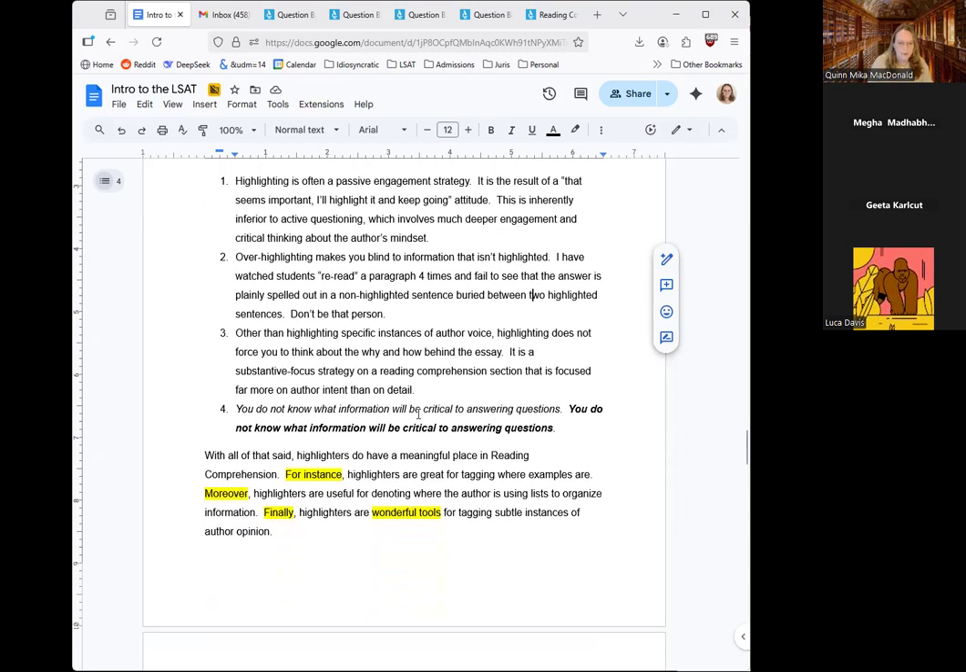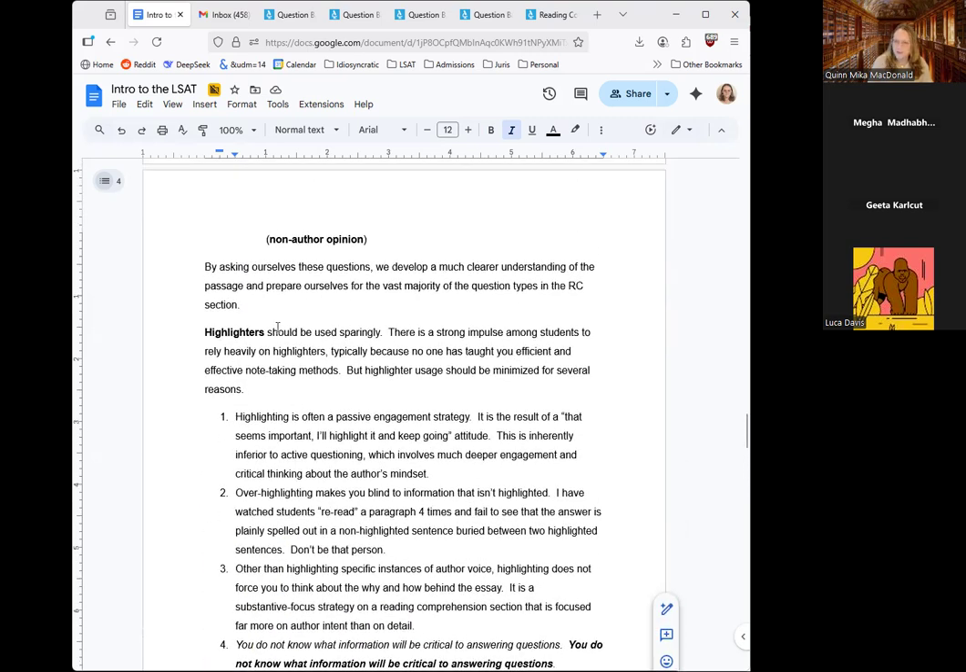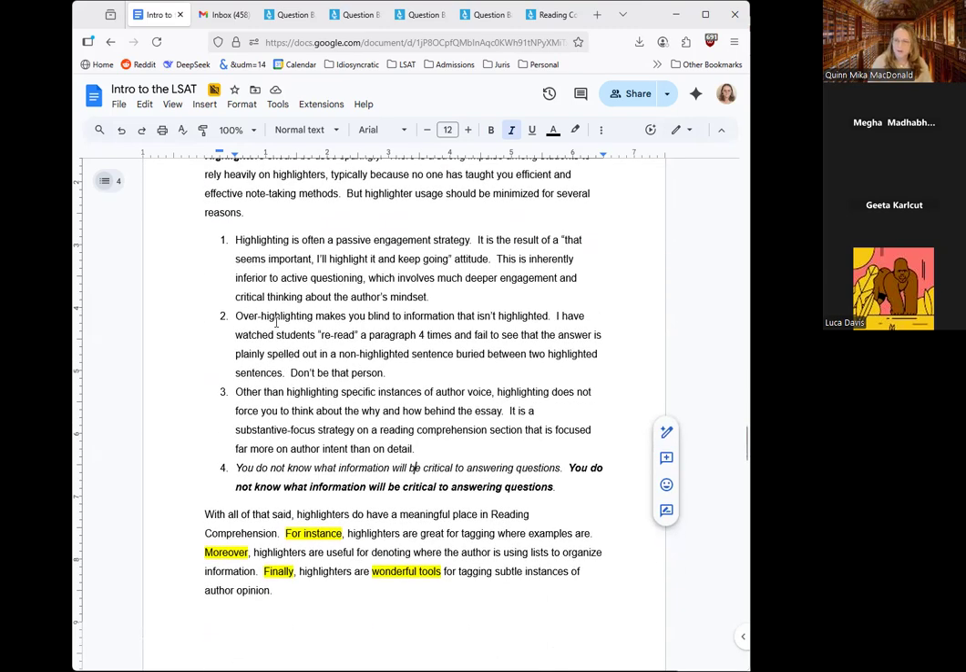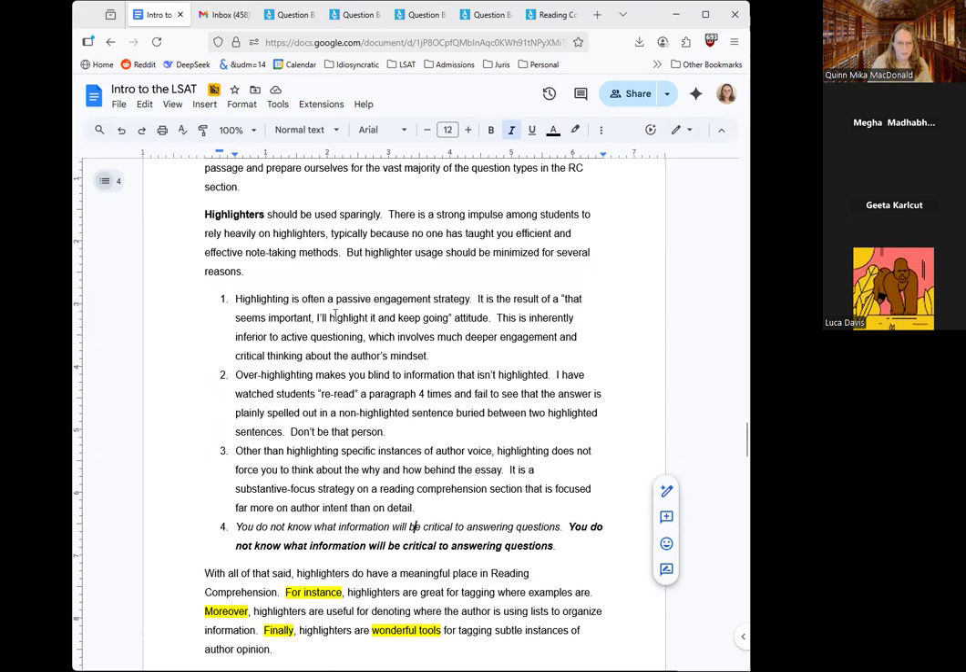So, final point is this. You do not know what info will be critical to answering questions. You do not know. We can make approximations and guesses, but highlighting seems to be based on the idea that we can predict what's going to come up. And we can't. So passive highlighting is a very, very bad approach to this exam.